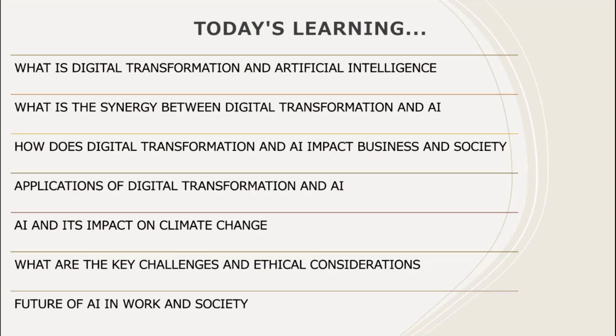So what we've gone through today is what digital transformation and artificial intelligence are, and the synergy between them. How do these two impact business and societies? Some of the applications of digital transformation and AI, and its impact on climate change, most importantly, and what the key challenges and ethical considerations are, and the future impact of these things. So that's what we wanted to cover today.